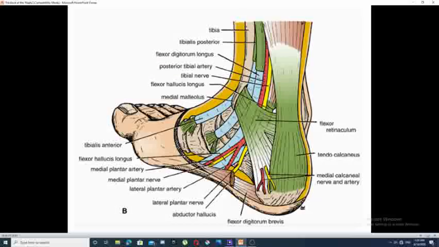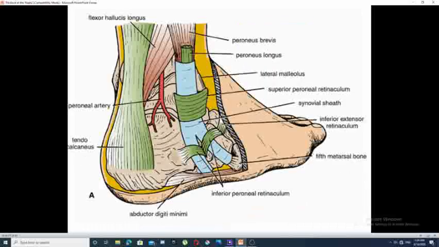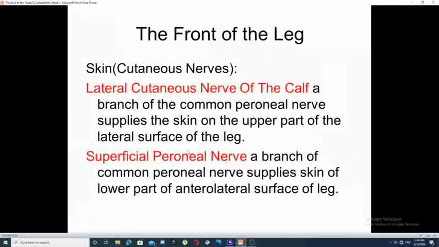And here you can see the flexor retinaculum on the medial side of the ankle joint, and here you can see the peroneal retinaculum, which are the superior peroneal retinaculum and inferior peroneal retinaculum on the lateral aspect of the ankle joint. Now we are moving to discuss the front of the leg.